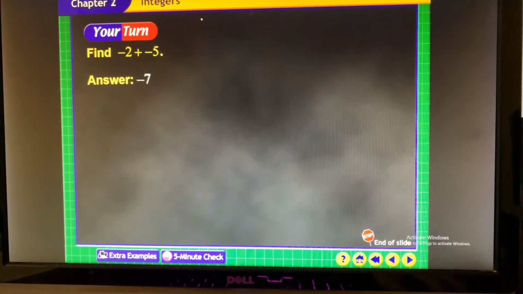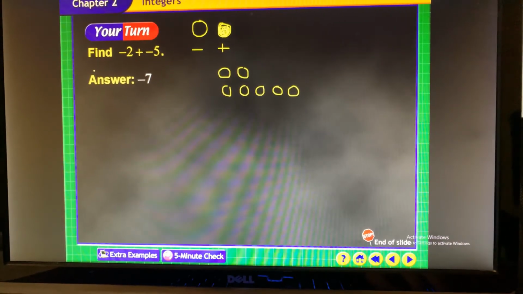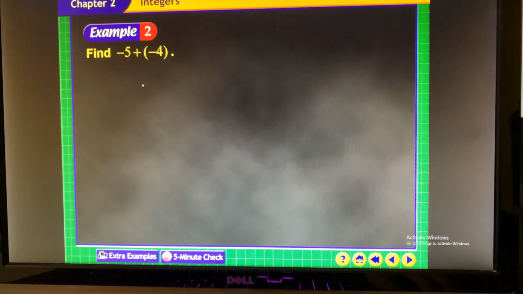Or you could do a picture and you could say open and closed. You can say that this represents negative, and maybe that represents positive. So this would say I have 2 negatives plus I have 5 more negatives. That means I have 7 total negatives, okay? Or on a number line, you go left, left, and then you would be at negative 7. Lots of ways to look at this.